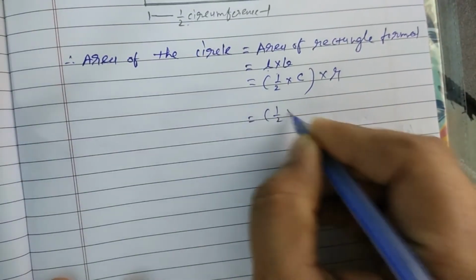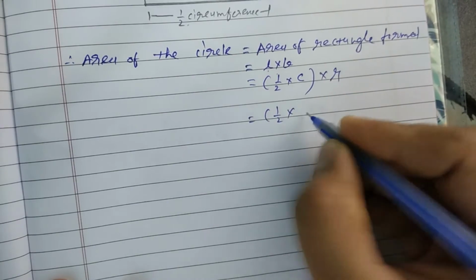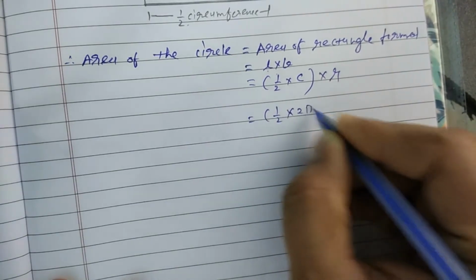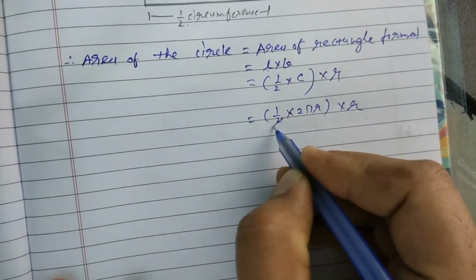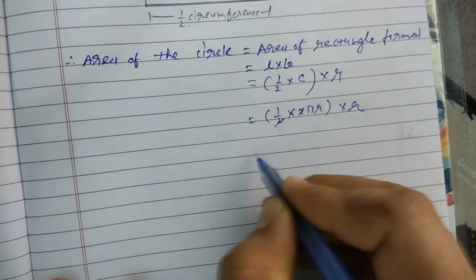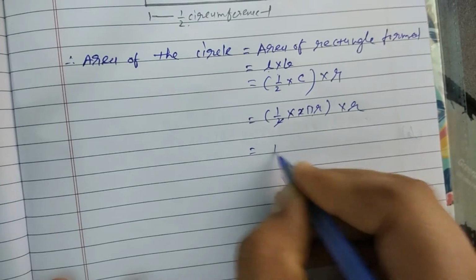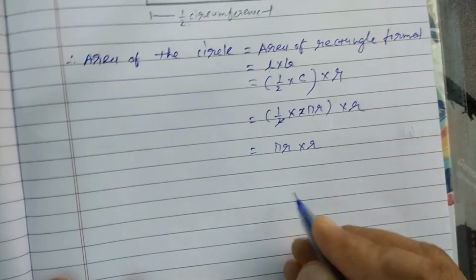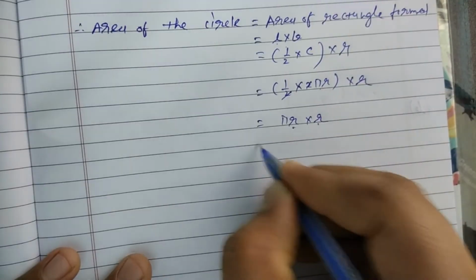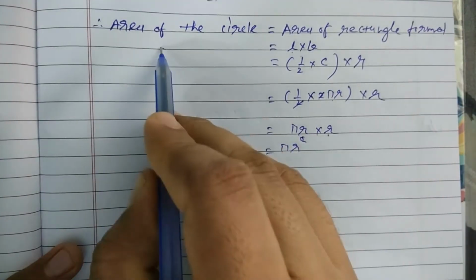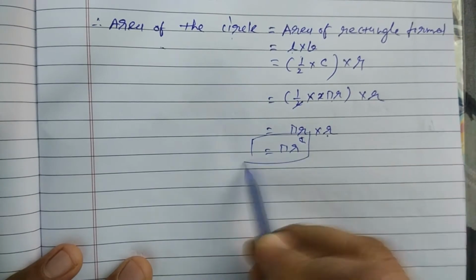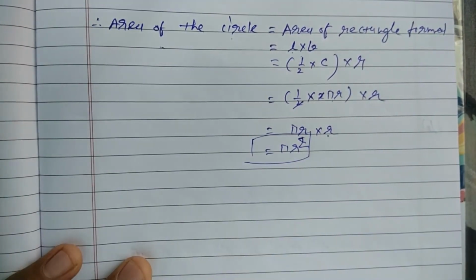1/2. What is circumference? That is 2 pi r, multiplied by r. This 2 and this 2 cancel. So here what remains? Pi r multiplied by r, r multiplied by r is r square. So pi r square. So the area of the circle is what? Pi r square.